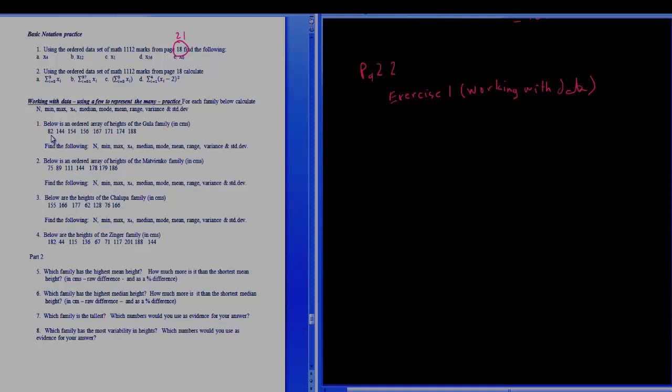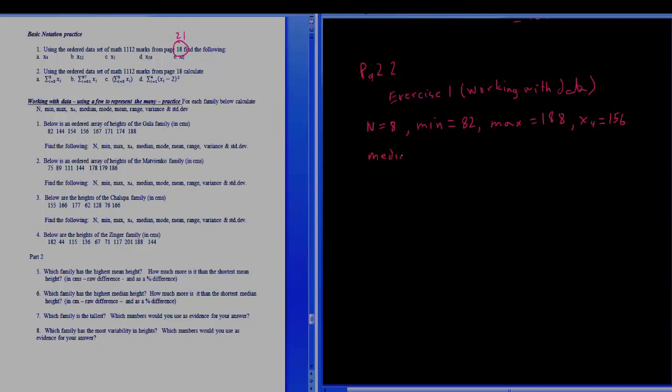So n, how many are there? 1, 2, 3, 4, 5, 6, 7, 8. So n equals 8. The minimum value is the lowest one. Because they're ordered, that's easy to find. It's the first one. Max is the highest one. x4 is 156.